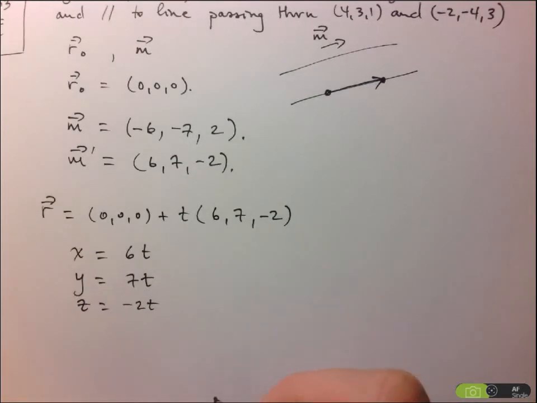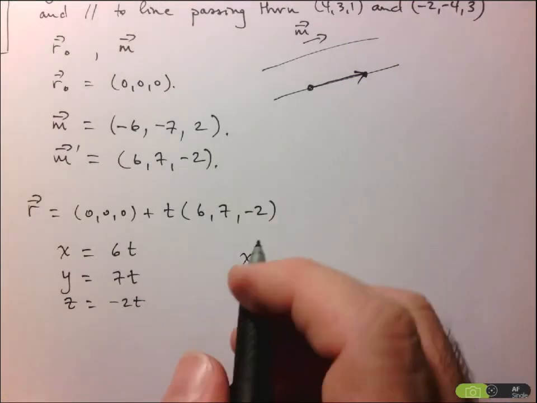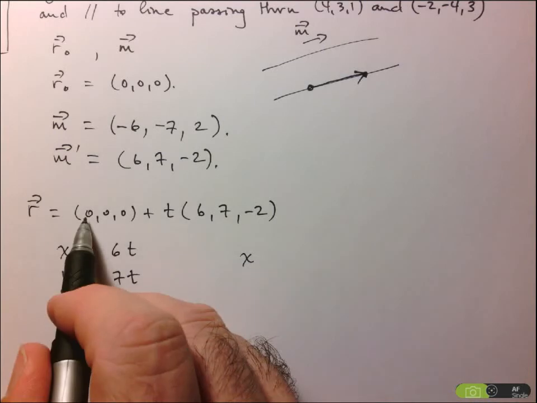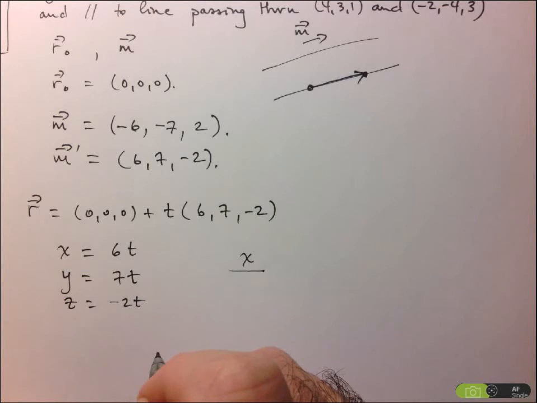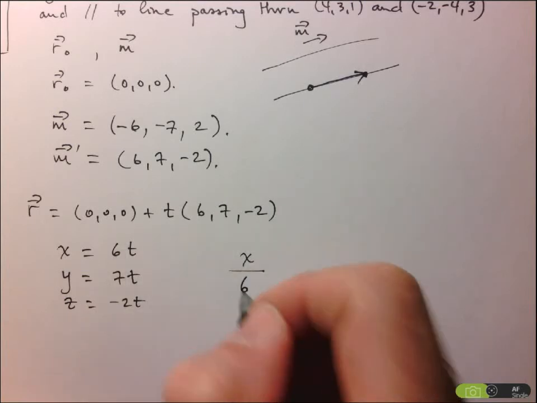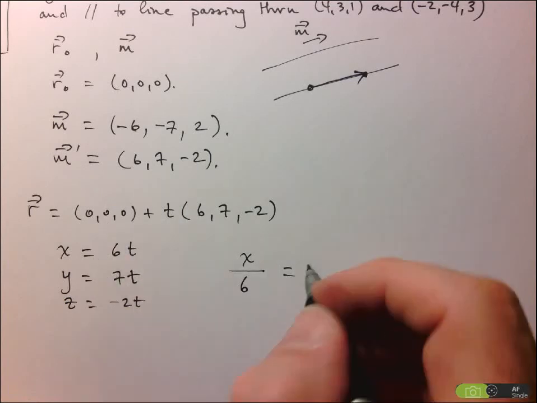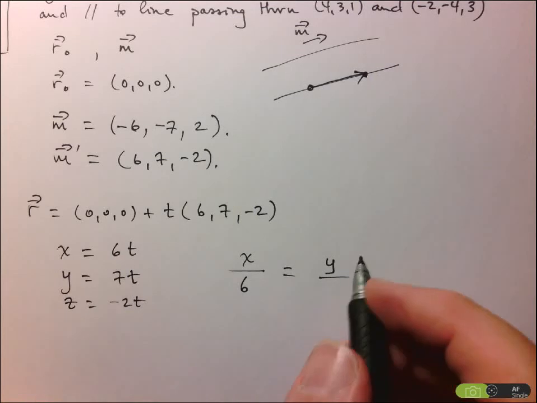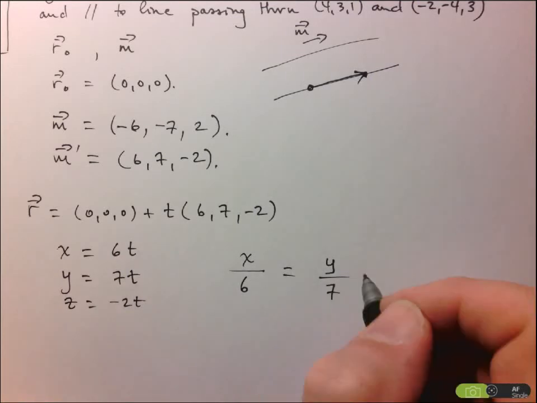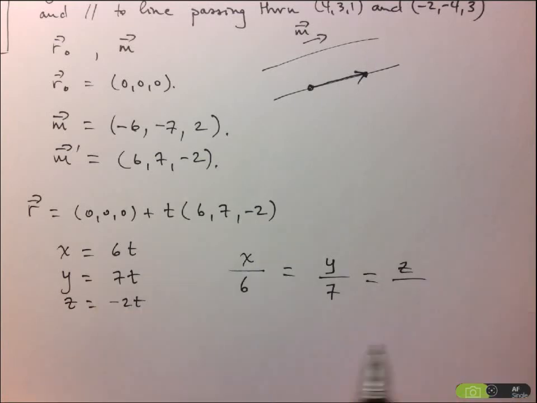Okay, and if I want to write it in symmetric form, well, it's x minus the x component of my known point, but in this case that's just 0, so I don't really have to write anything, over the x component of my direction vector, so 6. And then here it'll be y minus the y component of my known point, which again is 0, so I don't have to write anything there, over the y component of my direction vector, so 7, and then here it would just be z minus, again 0, so nothing to write, over the z component of the direction vector.